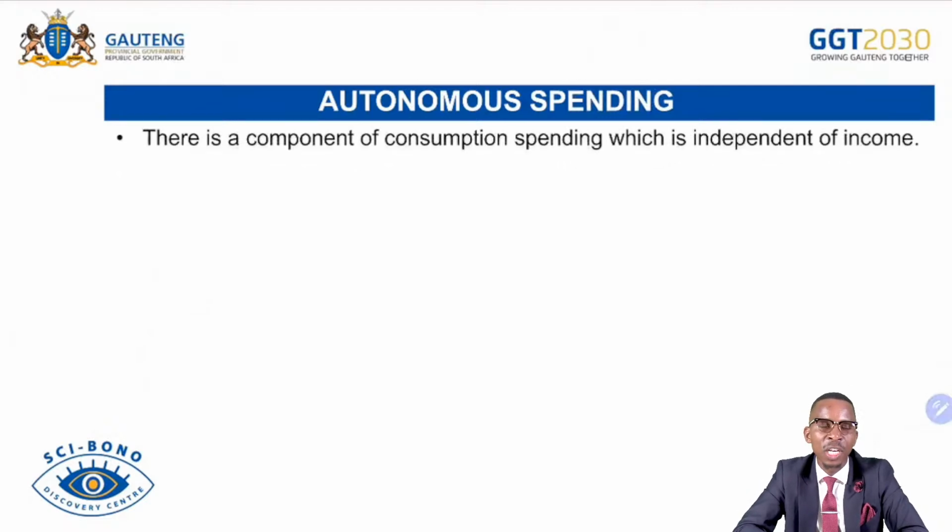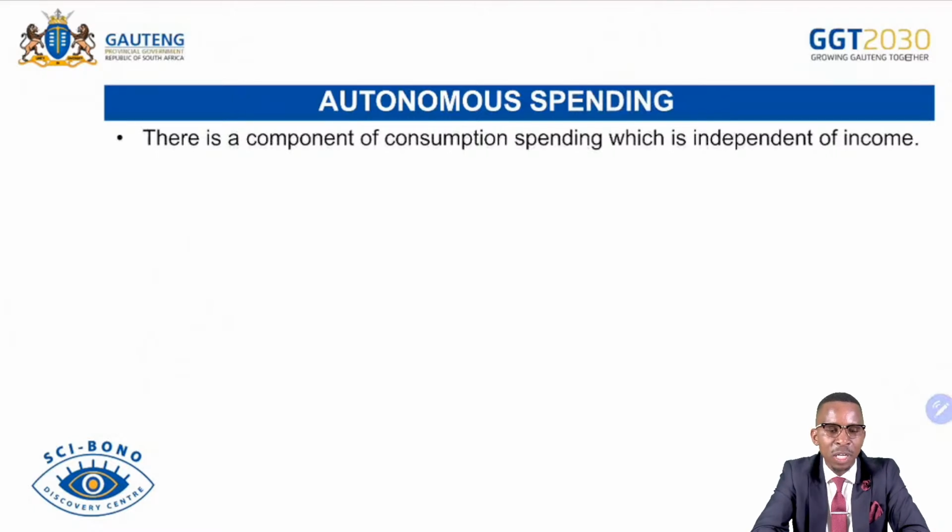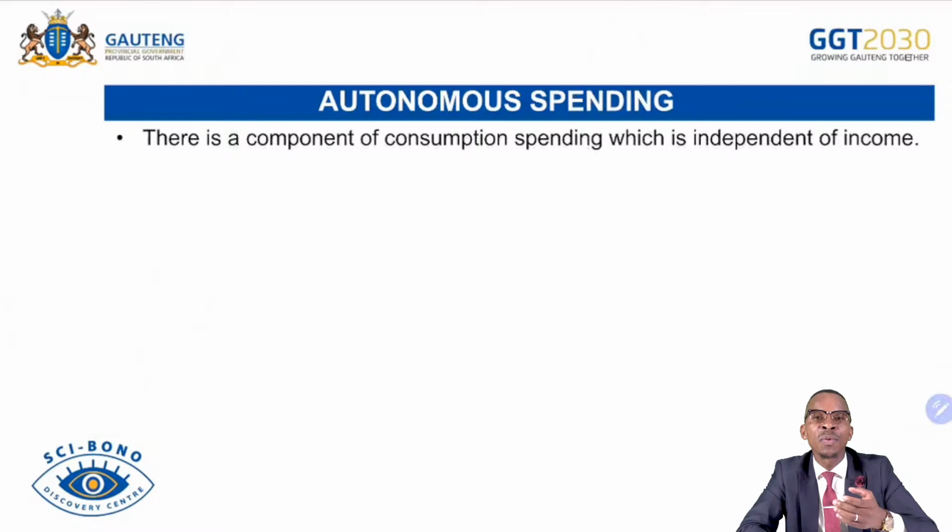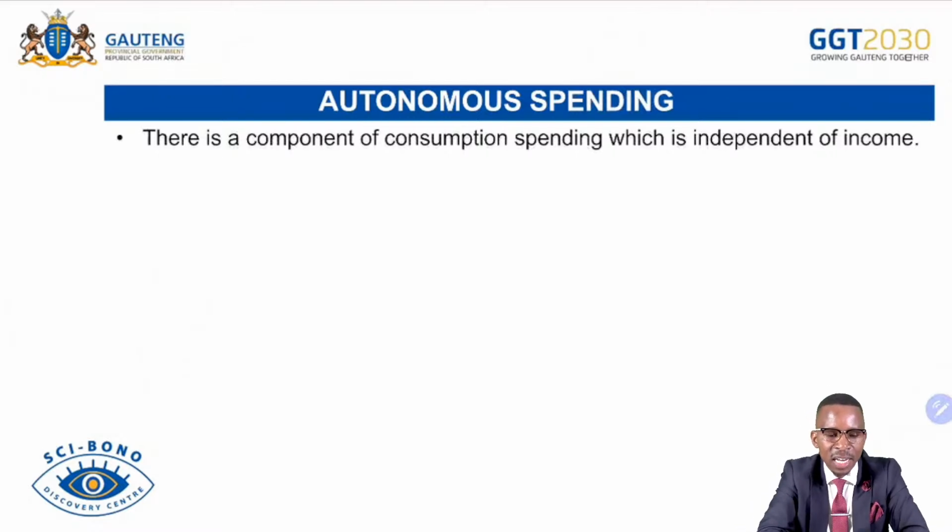Then you go further to explain the expenditure on the multiplier, which is known as autonomous spending. Autonomous spending is the part of spending that is independent of income, the spending that can happen without receiving any income. There is a component of consumption spending which is independent of income. That is known as autonomous spending.